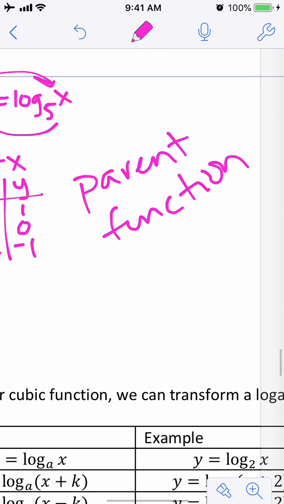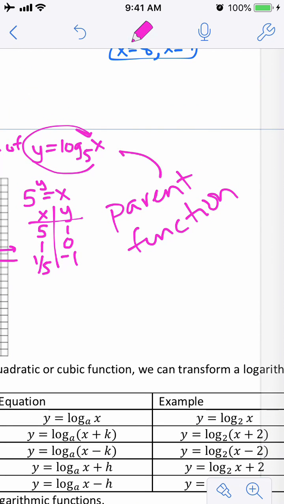Okay, so parent functions are usually the ones that don't have any crazy things going on with x. Okay, we don't see x plus 5, we don't see x minus 2, we don't see a coefficient in front, you don't see anything like that.